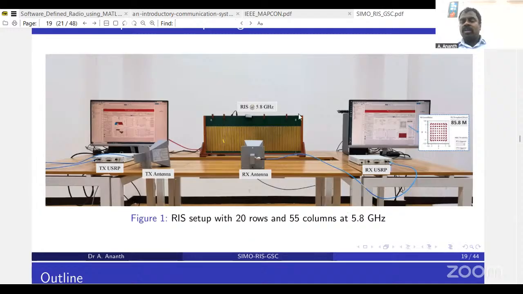computer. So in this setup they were trying to use the RIS for reflection, and they are trying to see what the characteristics of the received signal look like. And this is that surface. You can see this is the surface with a total of 20 rows and 55 columns. So this is a setup. And in recent days, there are several RIS setups which are already available in the market.